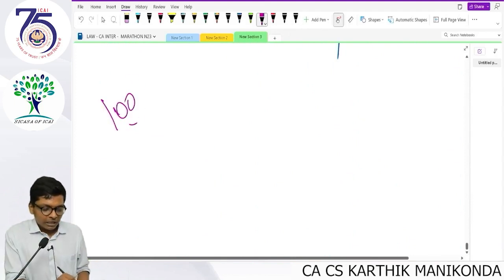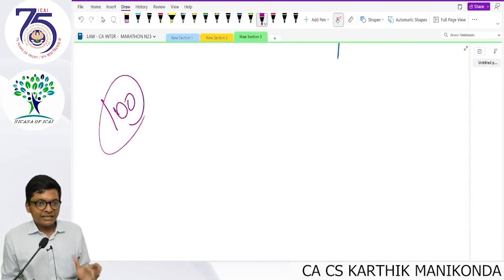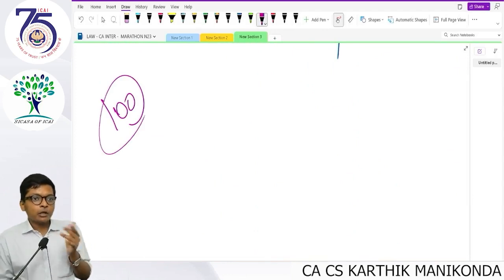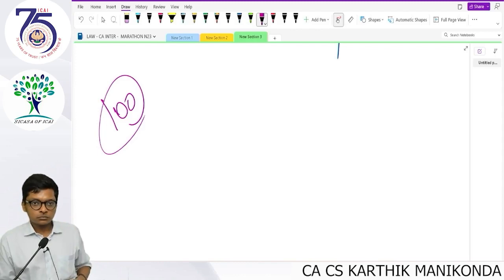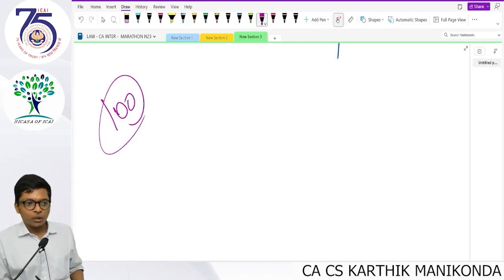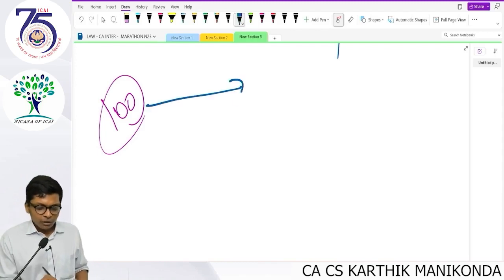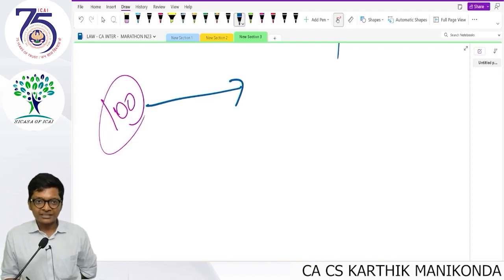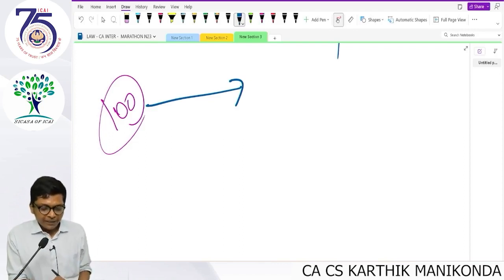Now come to section 100, EGM. Not that important for November 23 because they tested EGM in November 22. Yes, recently they tested EGM in one of the last 2 attempts. Fine. If you don't remember, it's okay. Leave it. But I'll discuss the key provisions again. EGM should be held. Can be called by whom, guys?